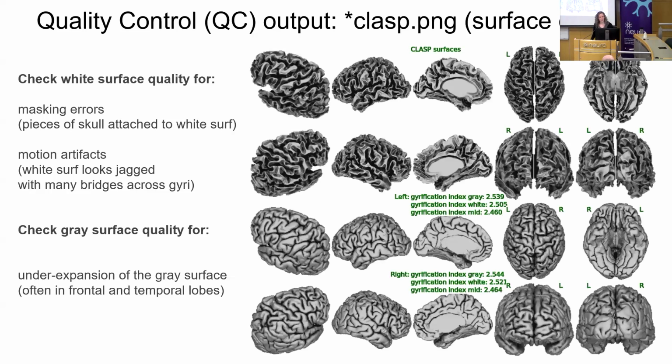For the clasp image, at the top, you can check the white surface for masking errors. If you see a piece of skull attached to the surface, motion artifacts, it might look kind of jaggy, and there might be bridges connecting across the gyri that look unnatural. For the gray surface, you can check for underexpansion. This often happens in the frontal lobes or temporal lobes. It might look kind of thin.